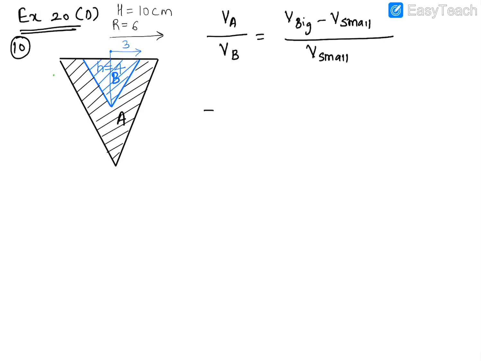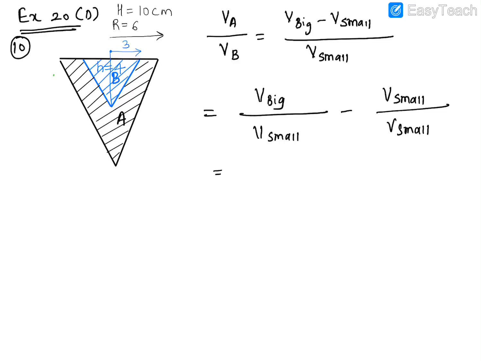Now see, there is this one trick to make these calculations easier, and the trick is to separate the numerators. So what we are basically doing is volume of big cone upon the volume of small cone, minus volume of small cone divided by volume of small cone. Now cancel it, so we can reduce these two. So what will you get here? Minus 1.